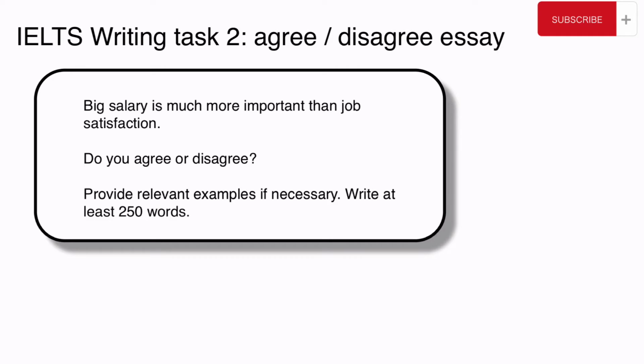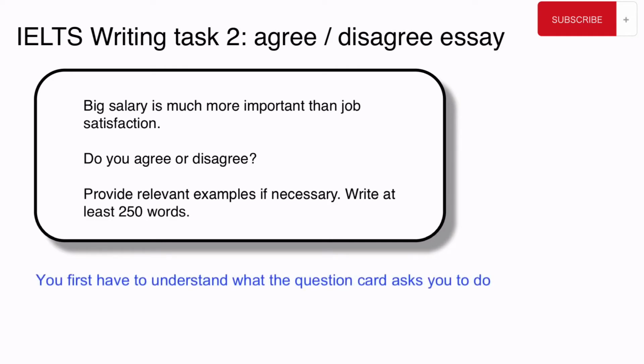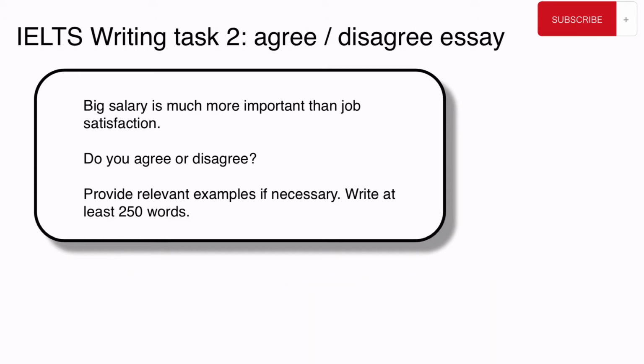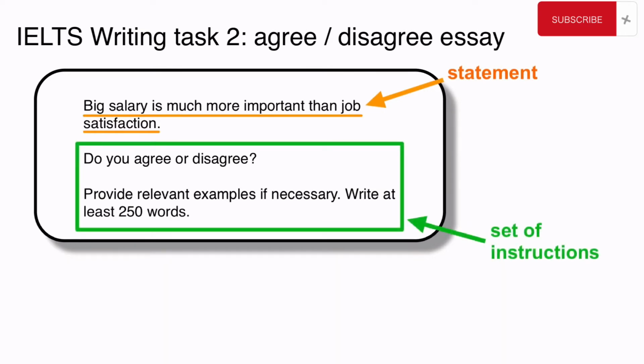When you've got a question card, you first have to understand what the question card asks you to do. Usually your question card has a statement and a set of instructions addressed directly to you. In this case, you have to say whether you agree or disagree and provide relevant examples.